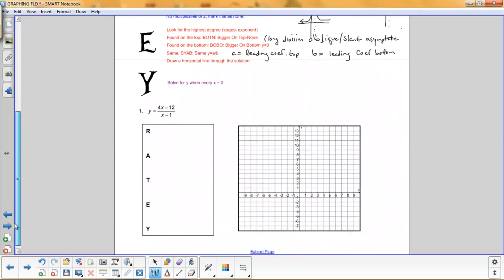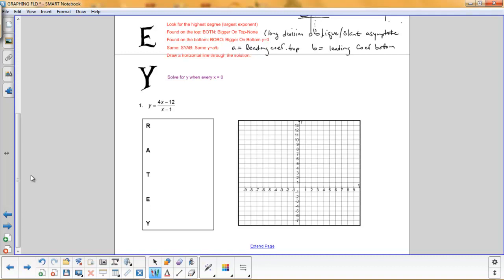Okay, when you're doing the Rady method, you're going to see your Rady boxes, so we're going to be able to fill in each part as we go. The first thing I want to do is set the top equal to 0. 4x minus 12 equals 0. It's kind of like a puzzle. We're going to put all the puzzle pieces together, and then hopefully everything fits into place. So we get 4x equals 12, so then x equals 3. I'm going to come over here and put a dot there. That's my root, okay?